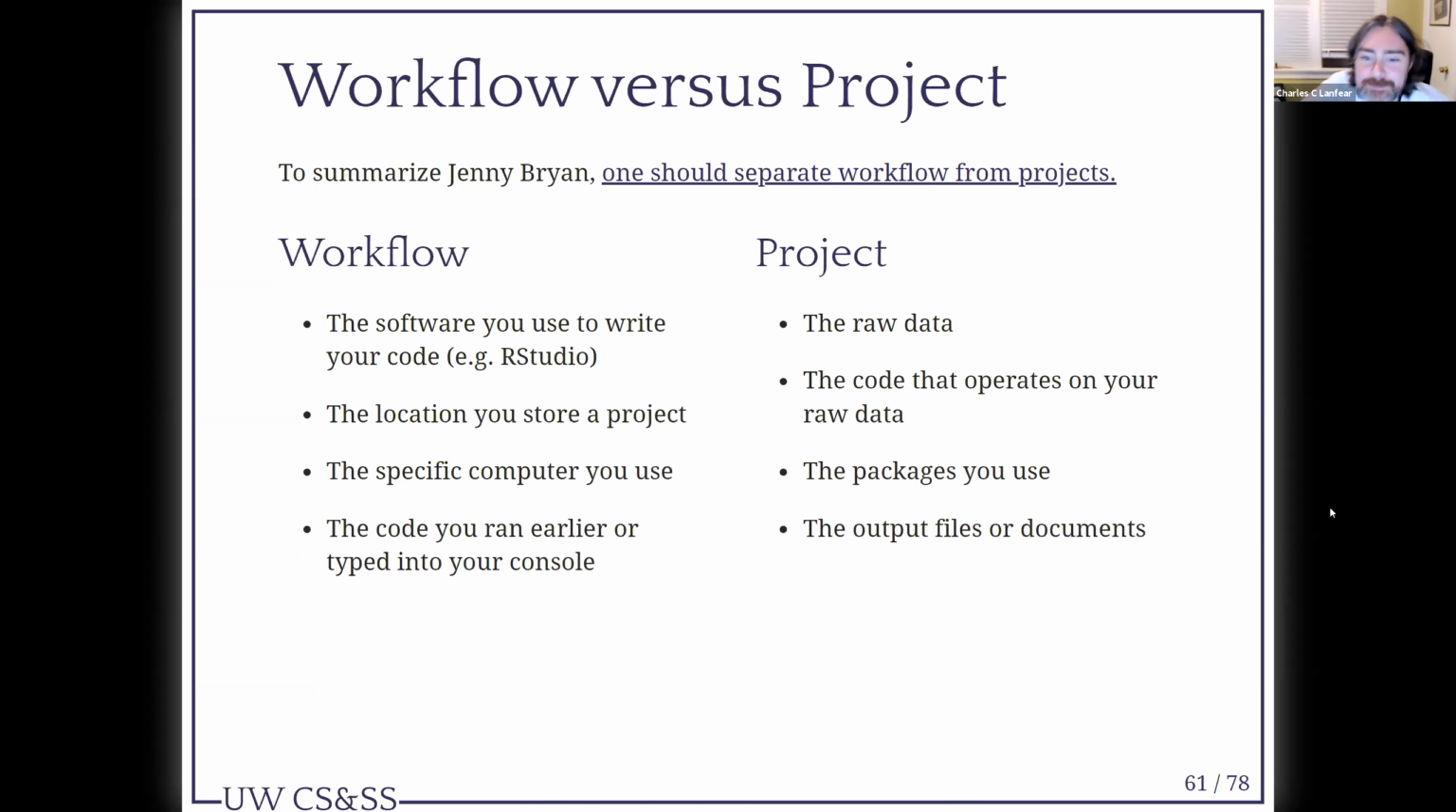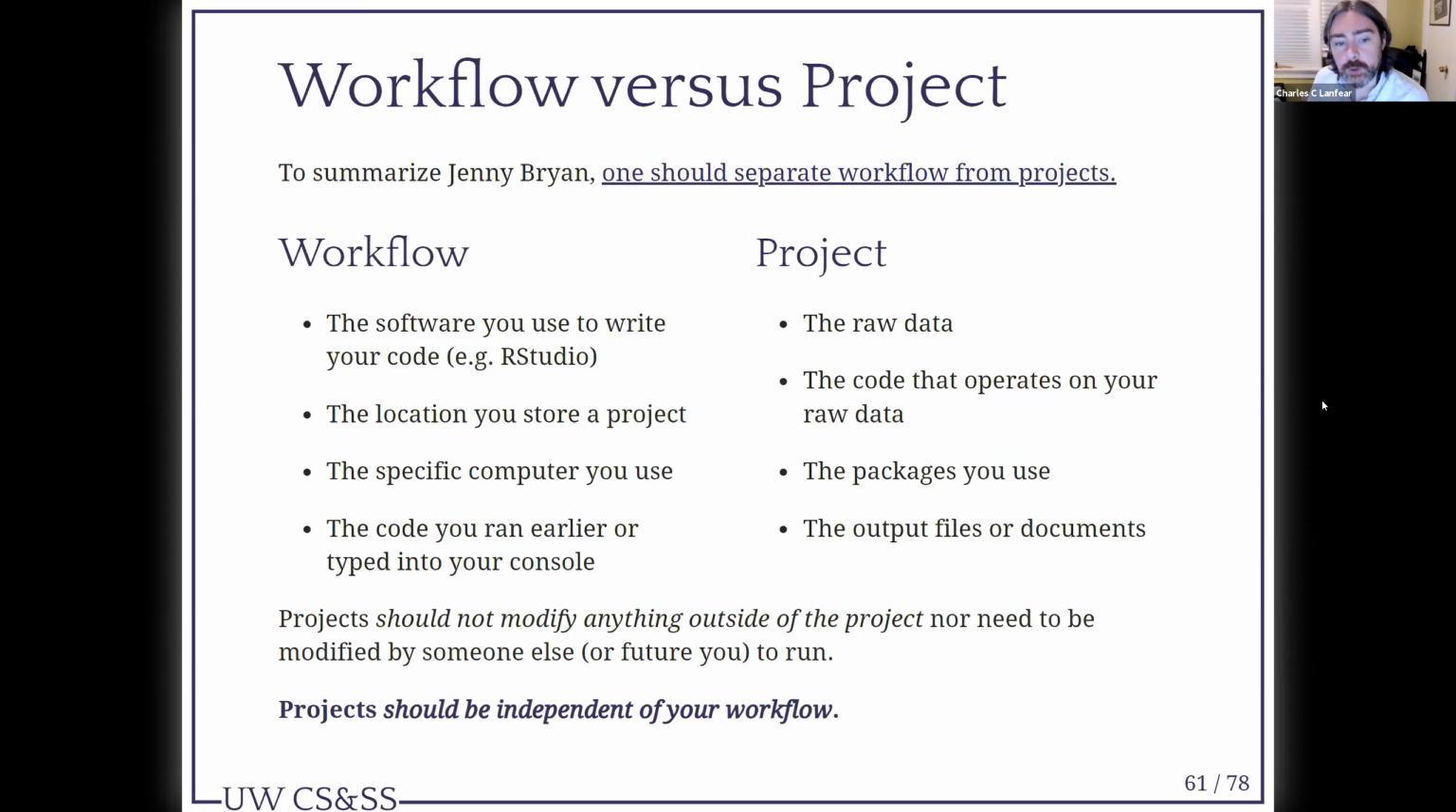So the project, for instance, is the data, your code, packages you use, and the output files or documents. These should be separate. The idea is that your projects should not modify anything outside of the project. These things don't modify anything outside of it, nor should anyone have to modify anything to run it, right? Your project should be fully independent of your workflow, okay?